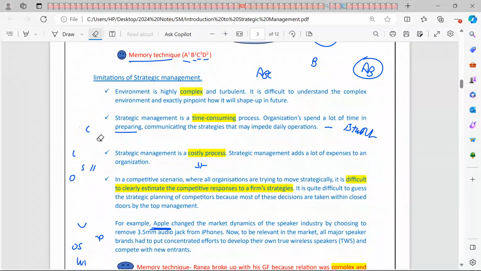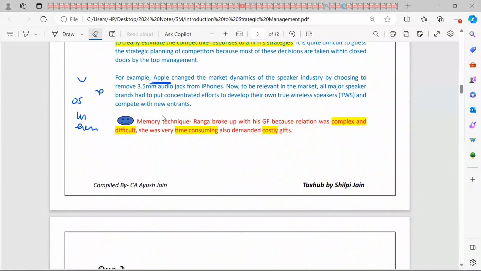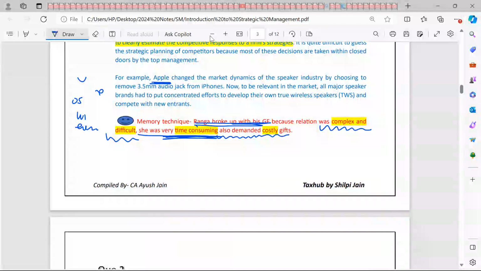Now, how will you remember this? I have prepared a very nice memory technique for you guys. Ranga broke up with his girlfriend. Why? Because the relationship was very complex and difficult. His relationship was very complex and difficult. And the girl was very time consuming. And also that girl demanded costly gifts. Very bad, na? Why, Ranga?